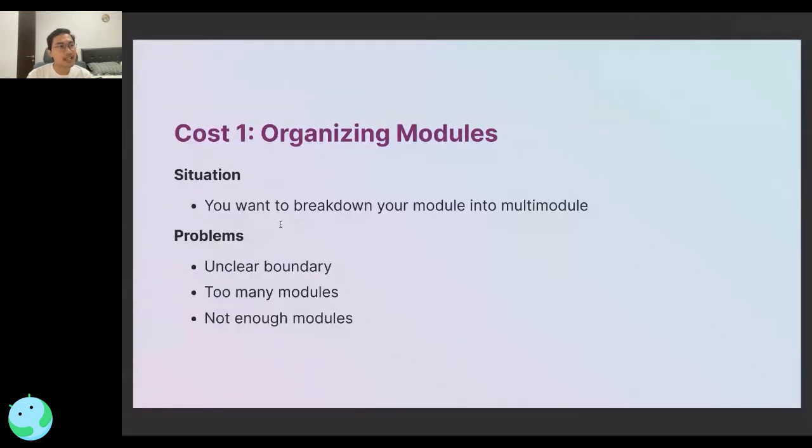The problem is, if we don't define a clear boundary, we don't know how to organize our modules. We'll encounter questions like, how many modules should we create? What's inside a feature module? Should a repository go in the feature module? If we don't know how to organize our modules, we may end up creating too many modules. This can lead to unnecessary complexity. Or not creating enough modules, so that we don't gain the benefits of modularization like faster build speed, reusability, and clear ownership.